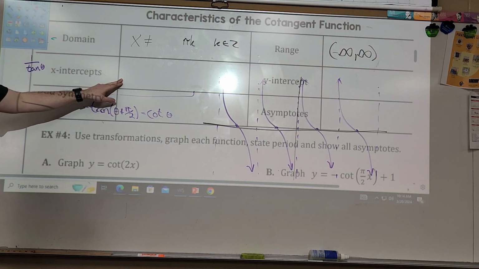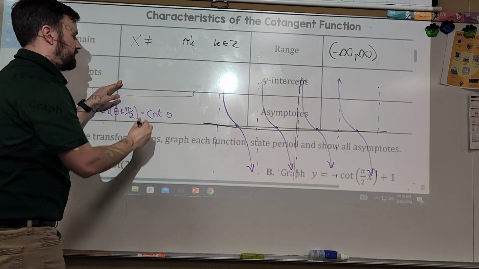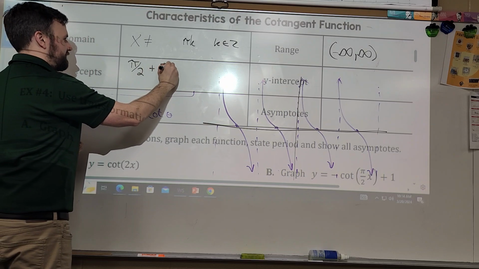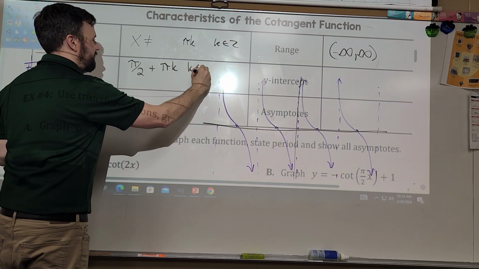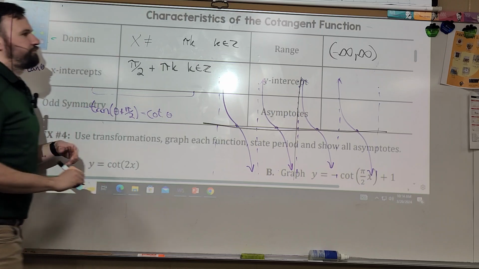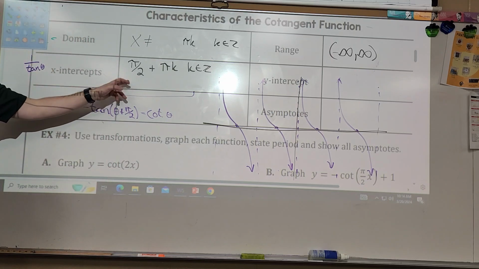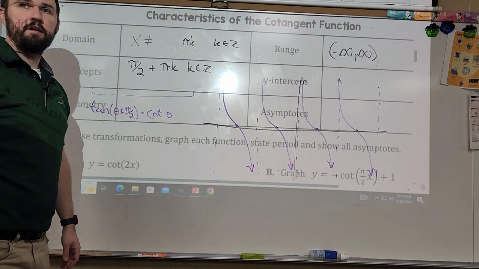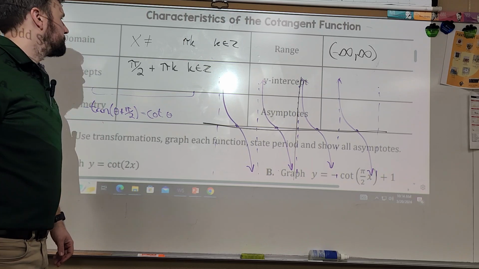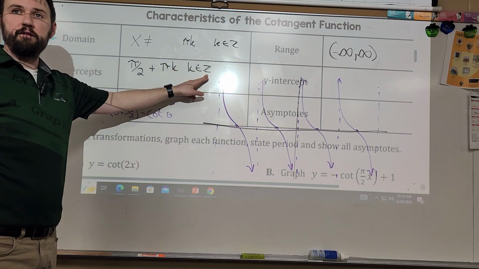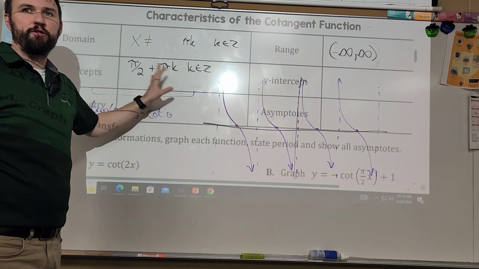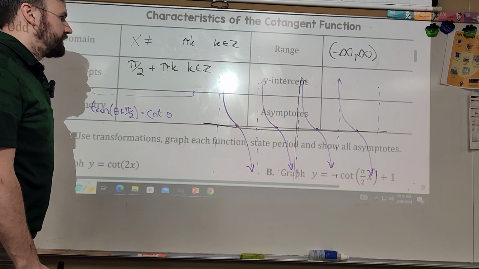All right, so what about range? Negative infinity to positive infinity, just like tangent, right? What's my x-intercepts? What's my first x-intercept? It was pi over 2. And then I'm going to add to it pi k, where k exists in the integers. Could I have picked any of my intercepts? Yeah. Usually I just do the first positive one. Nope, because k can be negative according to that. Because integers means you have -2, -5. It's just all your whole numbers, positive and negative. So you don't need a negative.